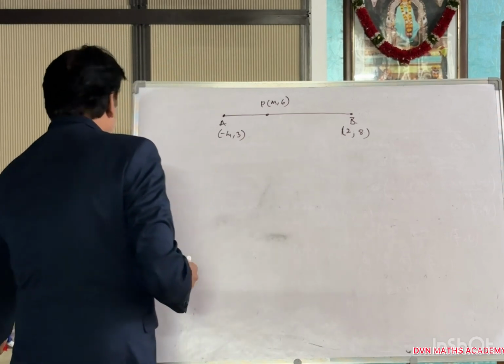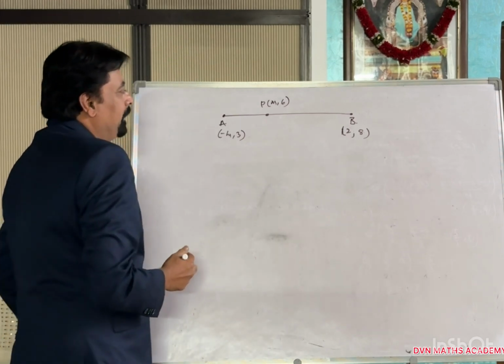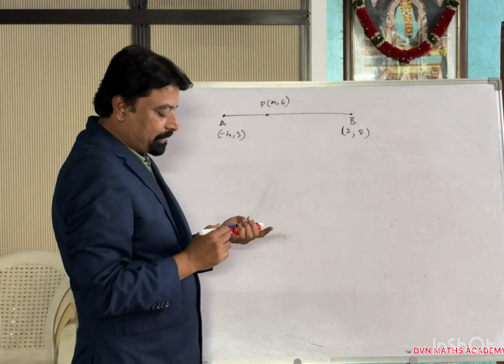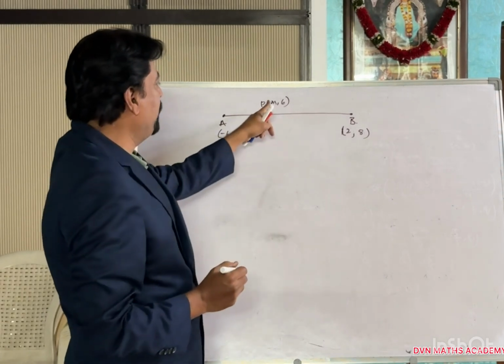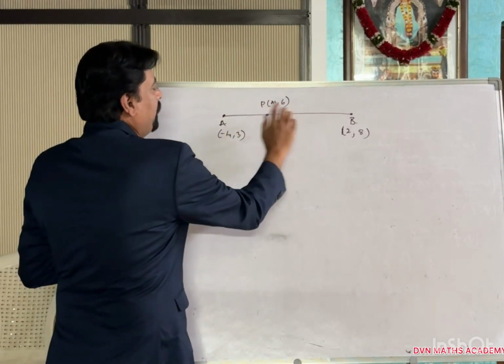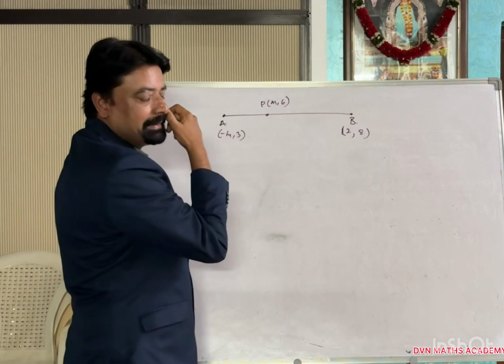Here it is asking two things. What is the ratio? In what ratio P divides AB? That is the first question. And the second question, find the value of M. So the first question, in what ratio P is dividing AB, and the second question is what is the value of M.